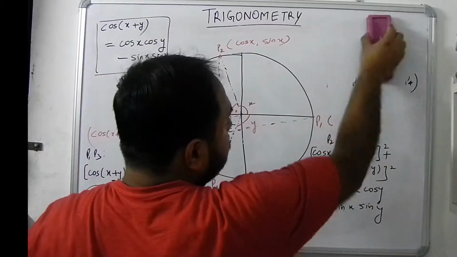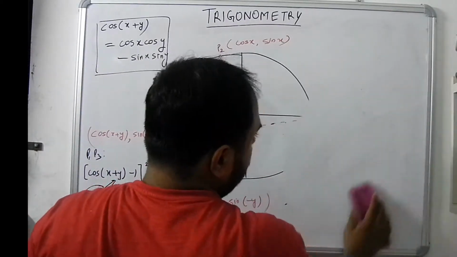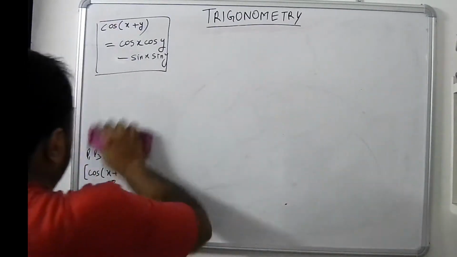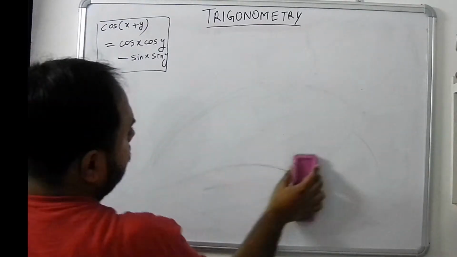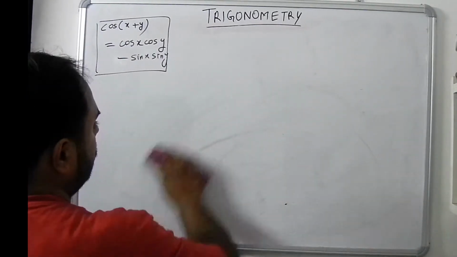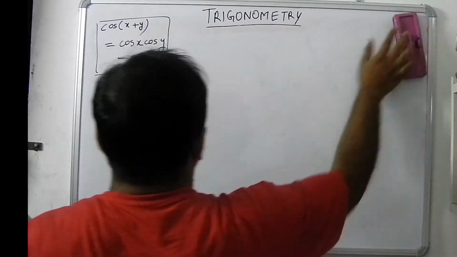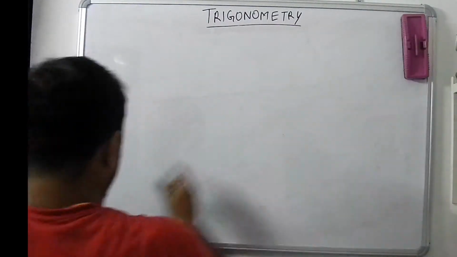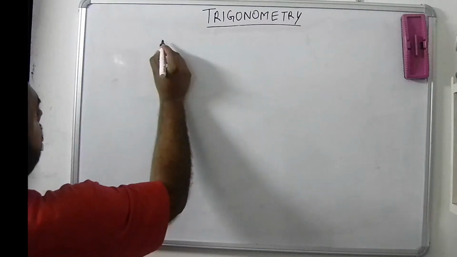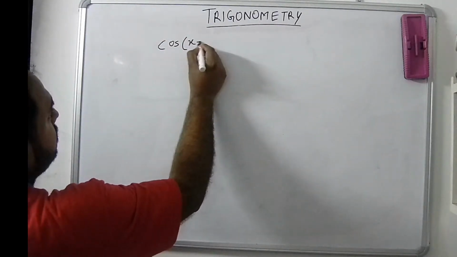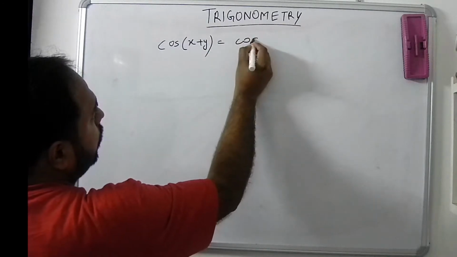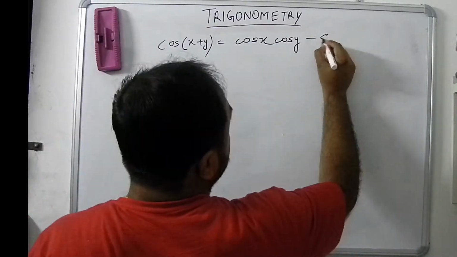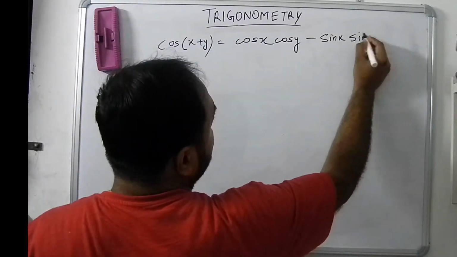So let me remove this. Now what happens? This is a key formula now. Let me write it again. So what we have proved is, we have proved cos of x plus y is equal to cos of x cos of y minus sine of x sine of y, right?